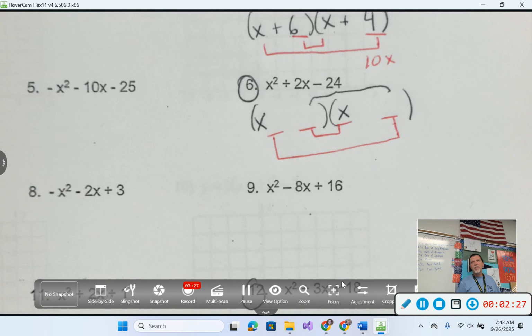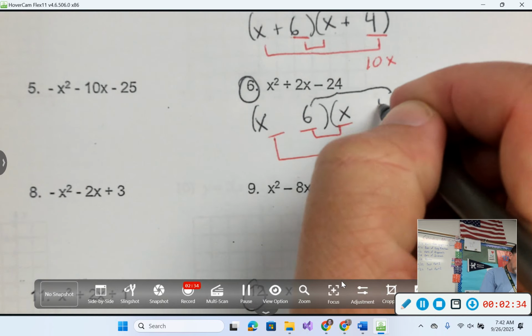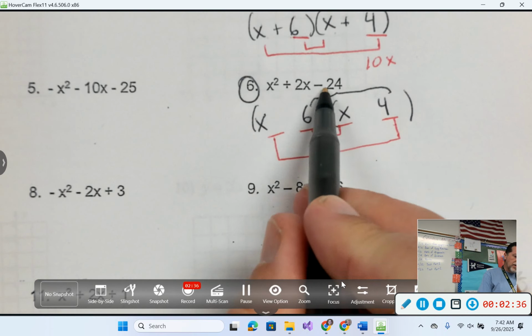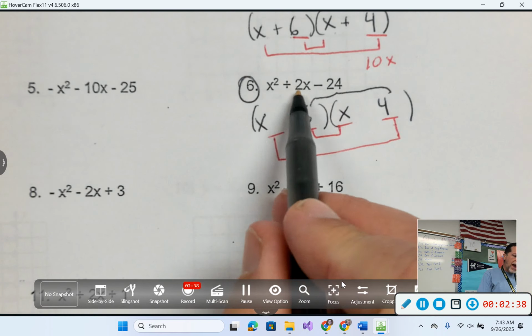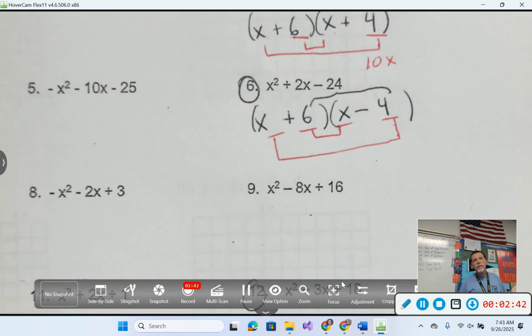So Max, what do you think? Yeah, 6 times 4 give me 24. They need to be different signs to get to negative, and then I want them to add to a positive 2, so I need a positive 6 and a negative 4.